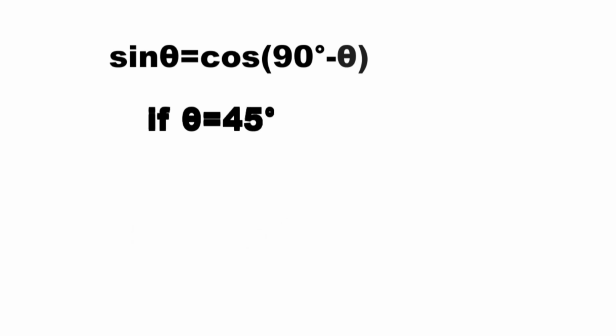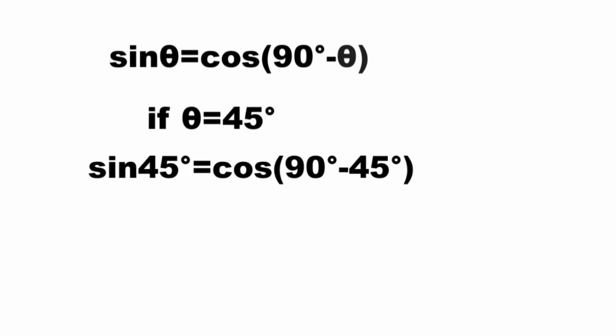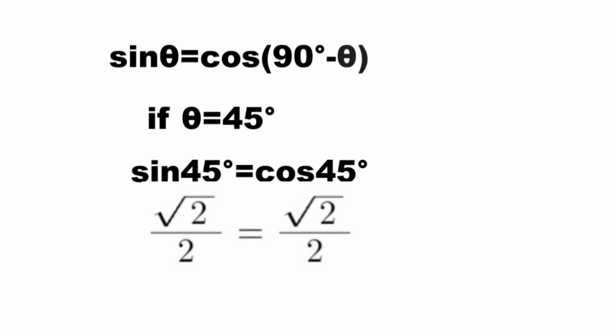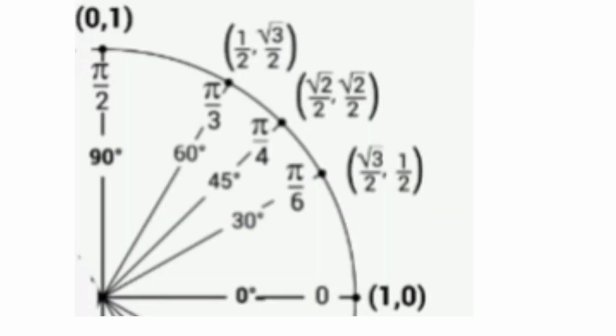If theta is equal to 45 degrees, then sine 45 degrees is equal to cosine of 90 degrees minus 45 degrees. So sine 45 degrees is equal to cosine 45 degrees, both equal to square root of 2 over 2. This is what you can find in the unit circle. You can calculate not only the 30, 45, 60 degrees but other angles also.